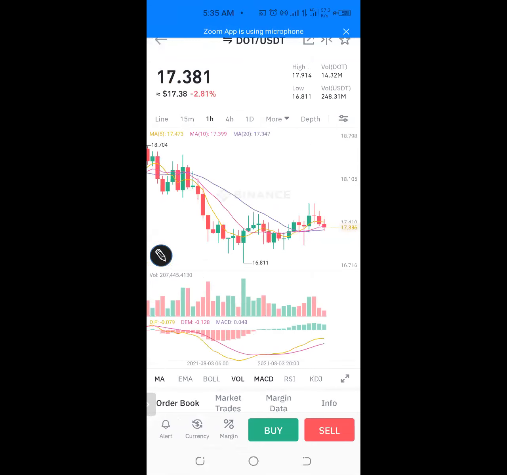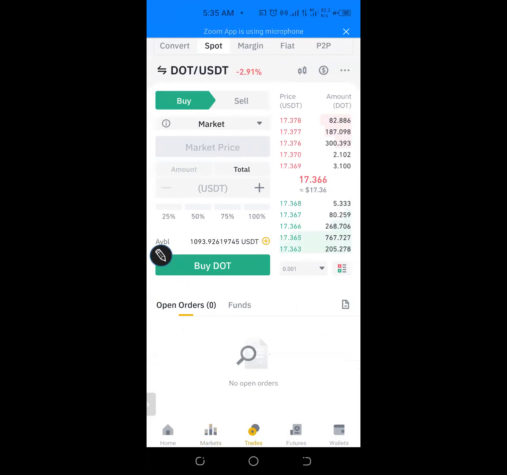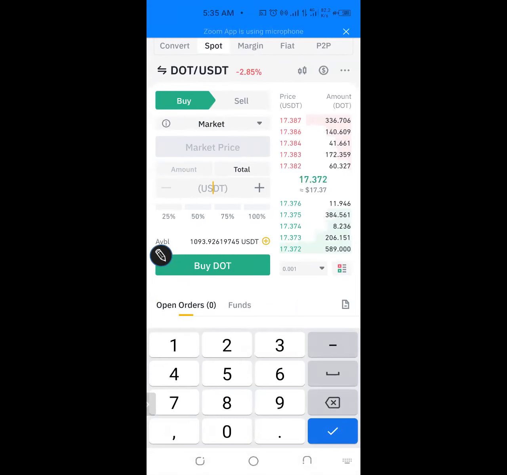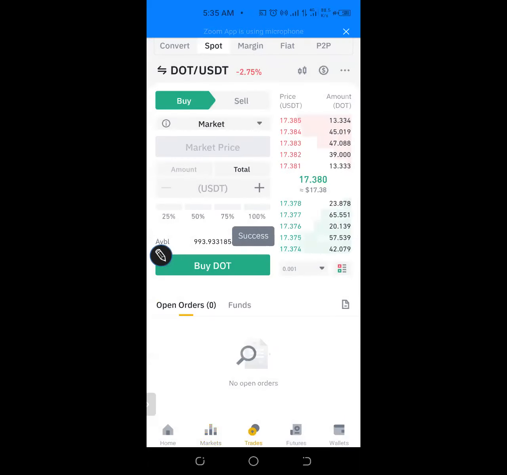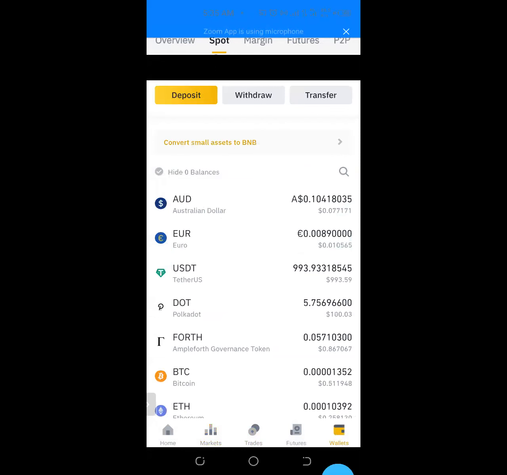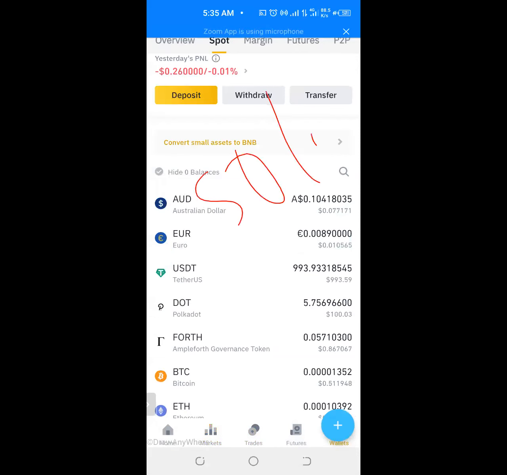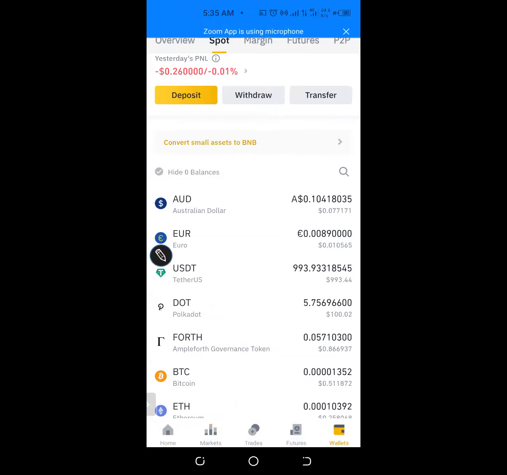So let's say I want to buy DOT. I come to DOT, I take buy, market order. I put the amount I want to spend. I want to spend $100 to buy DOT. I click. Simple. I got DOT. So if this DOT now rises in value, let's say 50%, that means my $100 will become $150, which I can now sell the DOT to get back a stable coin equivalent to what the rising value has given me.